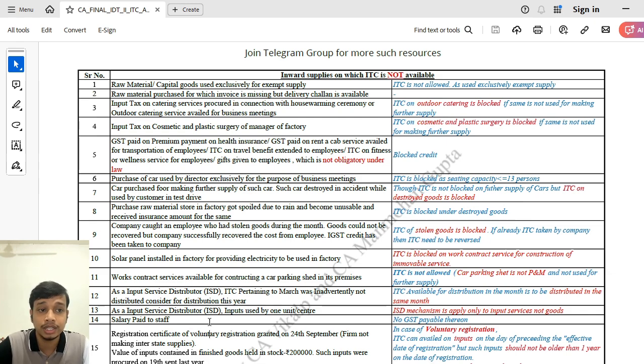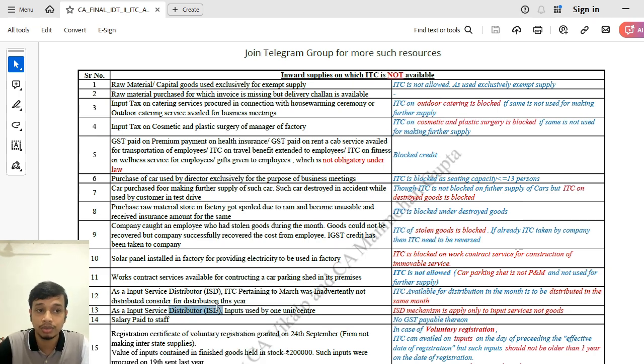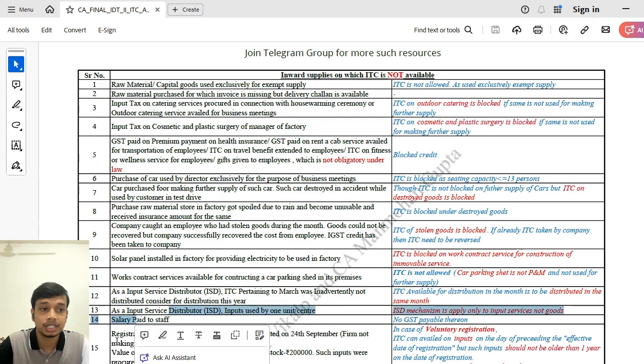And in case of ISD, applicable only on service mechanism. So for goods, input service distribution is not available. 14th, salary paid to staff. Salary पे GST लगता ही नहीं है.